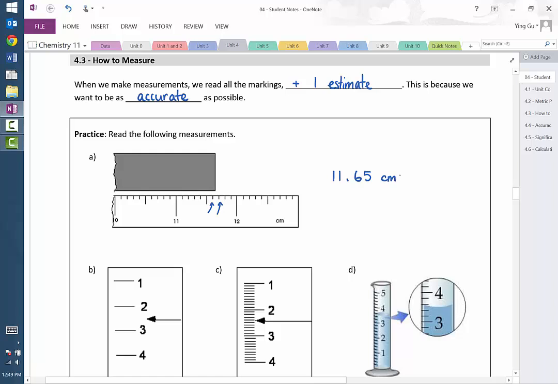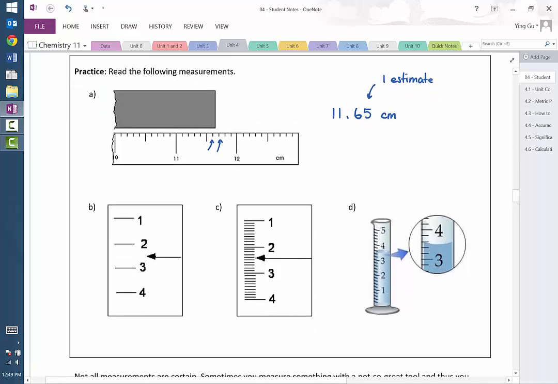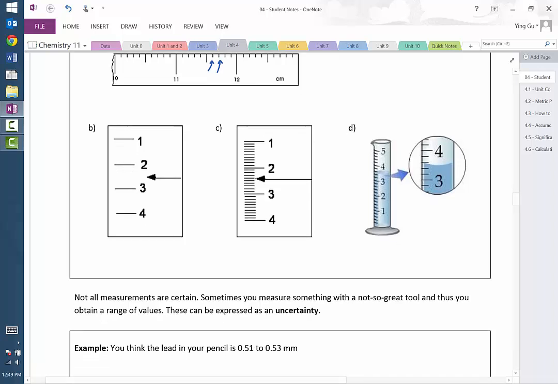So this is what we mean by when we do a measurement, we always write down all the numbers that we are sure about plus the one estimate. This 5 is our one estimate. We can put the 5 down legitimately because we are fairly certain that it is indeed a 5. So because of that, we can say 11.65, which would be a lot more accurate than if we were to say just 11.6. Let's take a look at the next example.